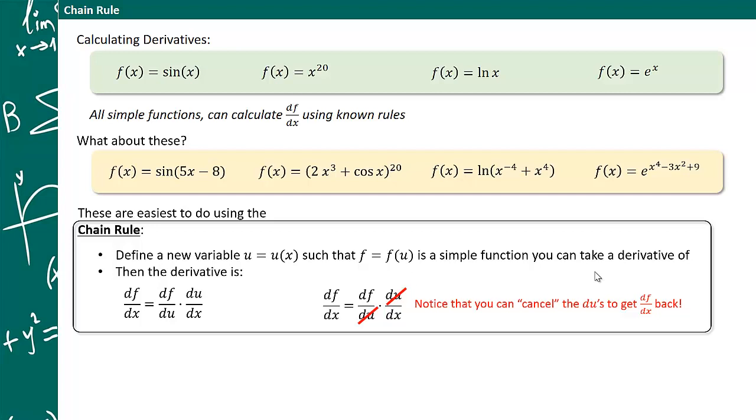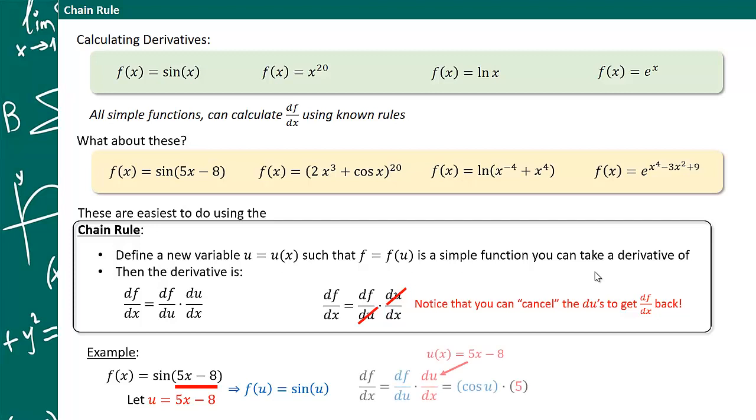Let's look at an example. So let's look at this first example. f of x is sine of 5x minus 8. And we want to calculate the derivative of f with respect to x using the chain rule. So the first thing we'll do is we'll define u, which is everything inside of the sine here, as 5x minus 8, so that my function f, when written in terms of u, is just sine of u.